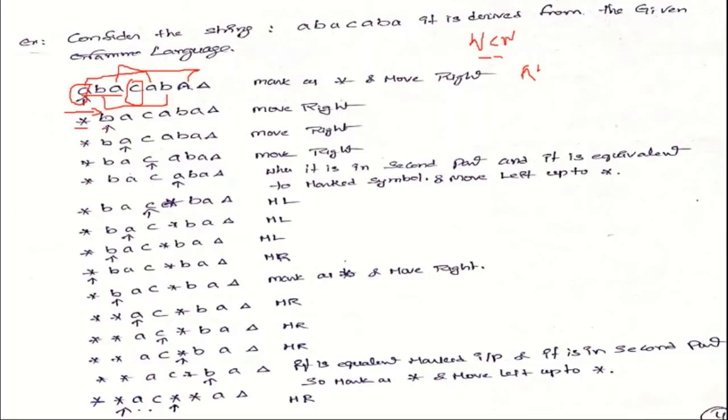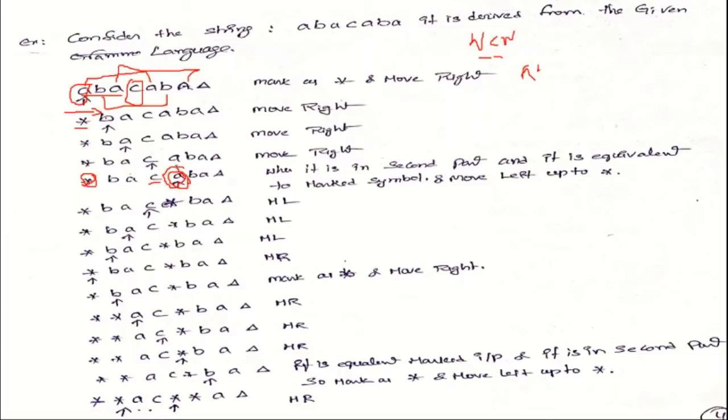Here the next input symbol is B. It did not match C, so move right. The next symbol is A. It is also not C, so move right. The next symbol is C. Now we should move right and check whether the next symbol is A or not. Why? Because previously we marked the input symbol A, so after C the same symbol must occur.